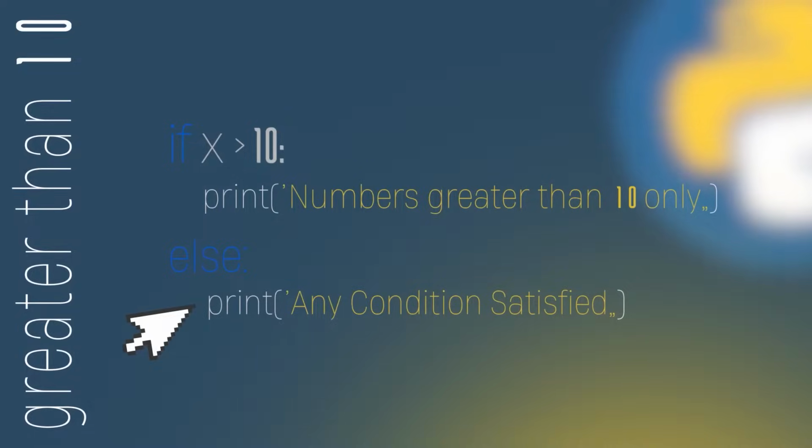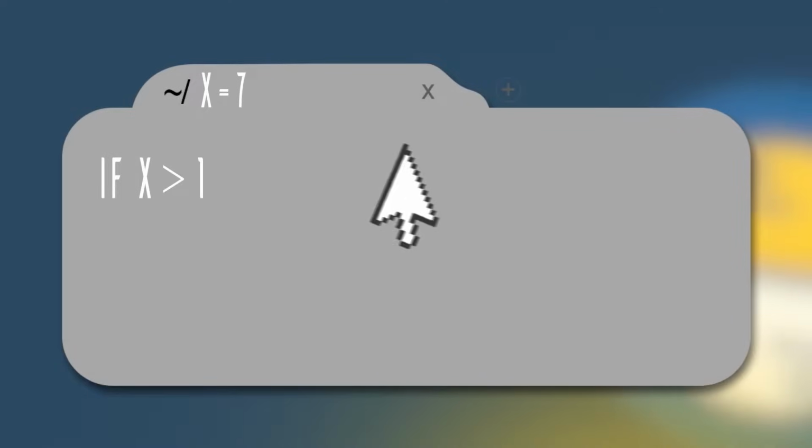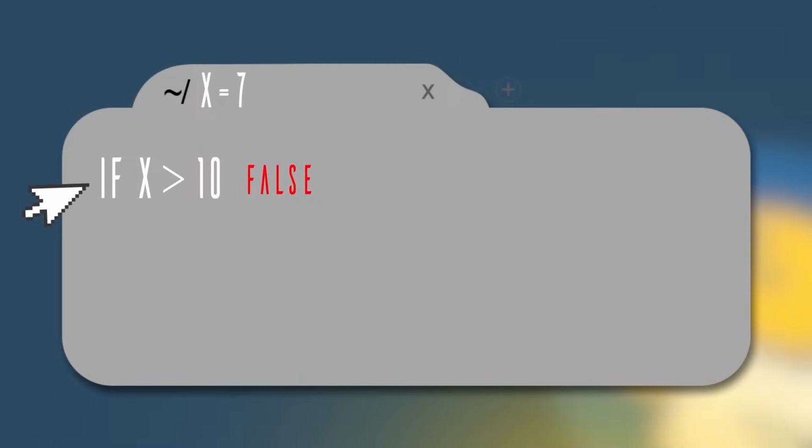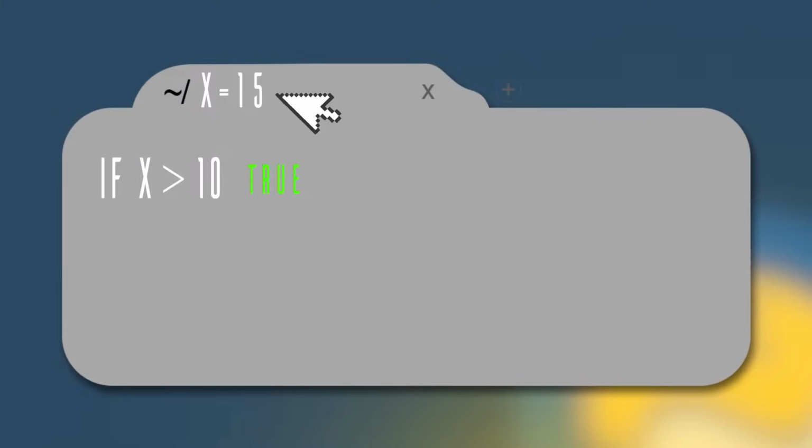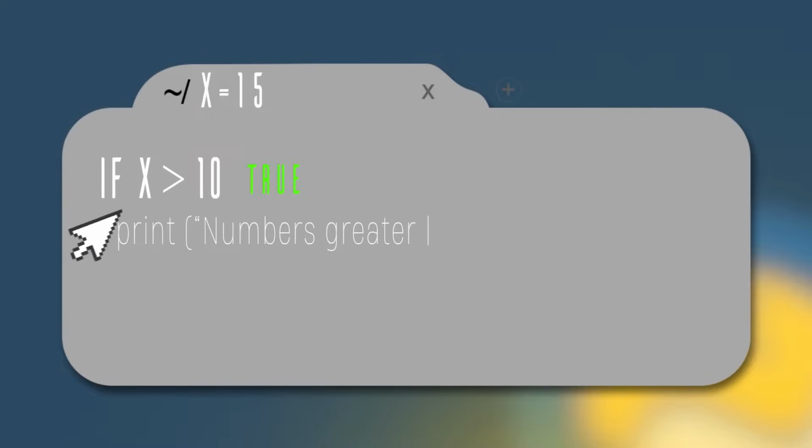Let's see one example in the code above. Let's suppose that x stores the value 7. The if condition won't be true because 7 is not greater than 10. Then we will skip the if block and go to the else, printing any condition satisfied. Let's do another example, making the variable x hold the value 15. In this case, the if condition will be true because 15 is greater than 10, and we will print numbers greater than 10 only. After that, we won't see the else condition because we already found our right condition.